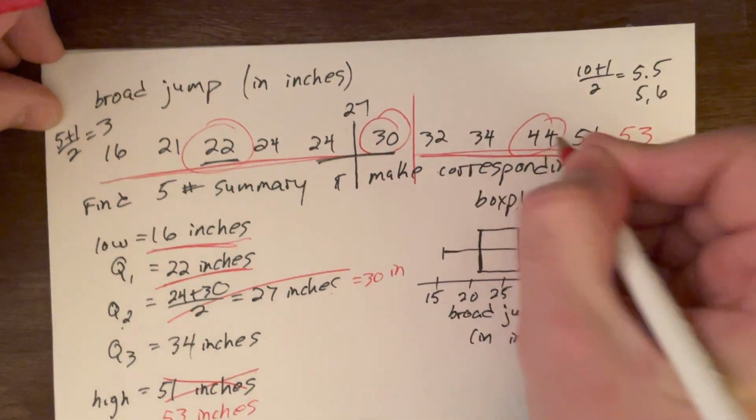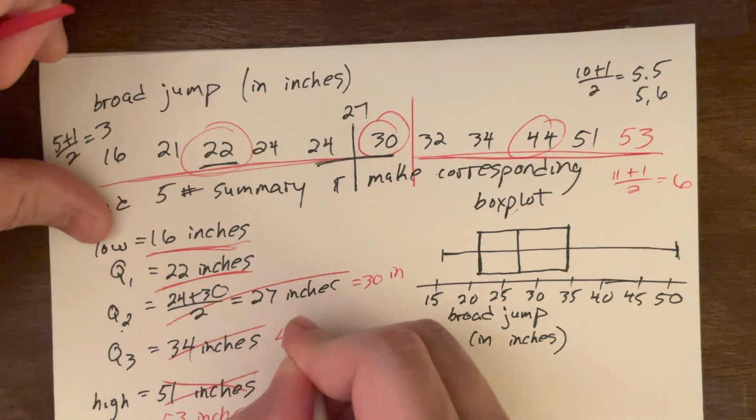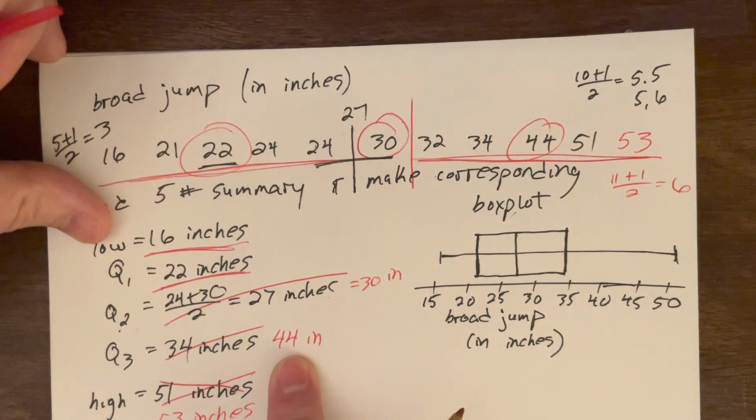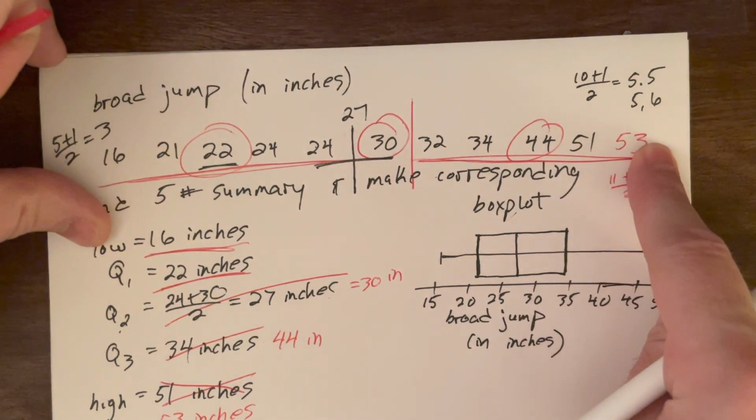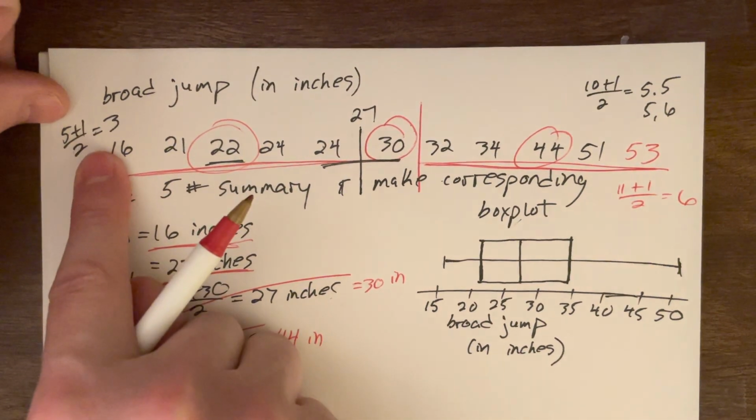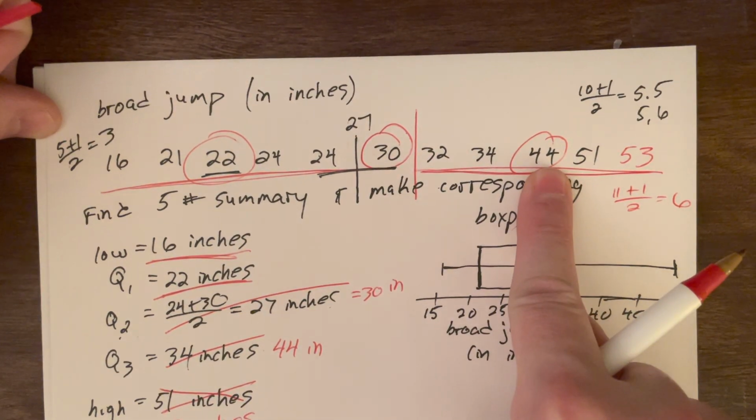And now up here, we'd have a new third quartile, which would be 44 inches. Now we're looking at these 5 as the upper, and still the same 5 plus 1 divided by 2. That gives me the middle value.